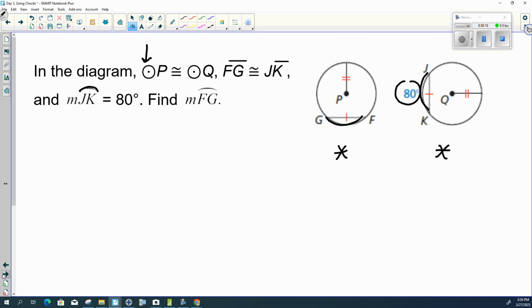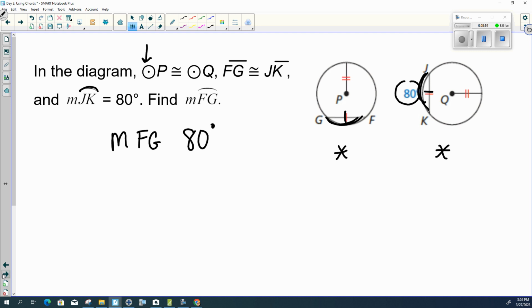Well, if these are the exact same circle, so we're going back to the congruent corresponding chords theorem. These are not the same circle. So the example that we drew was the same circle, but these are congruent circles. So in congruent circles, two minor arcs are congruent if and only if their corresponding chords are congruent. So here's the arcs, and here's the chords. So FG would be 80 degrees.